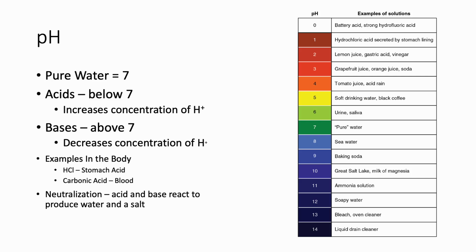Now, we've already talked that pure water is pH 7. So this is right here. This is neutral. Okay, pH 7 is neutral. Anything below 7 is going to be acidic or an acid, and it gets more acidic the lower the number. Anything above 7 is going to be basic or a base. And again, the higher the number, the stronger the base.